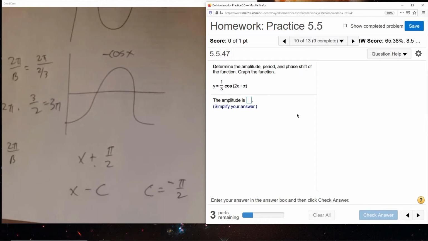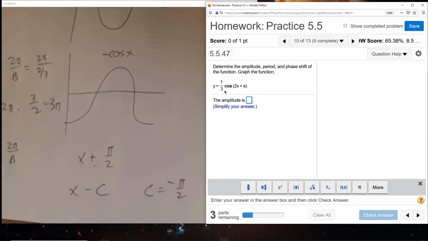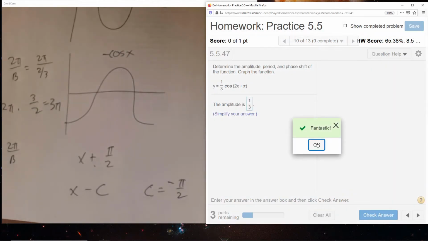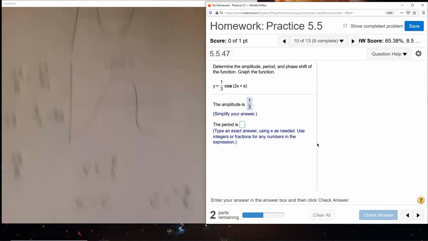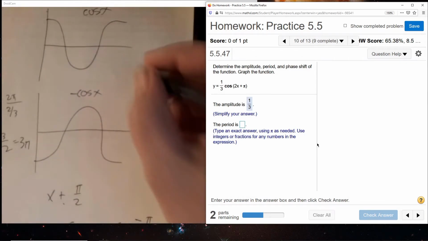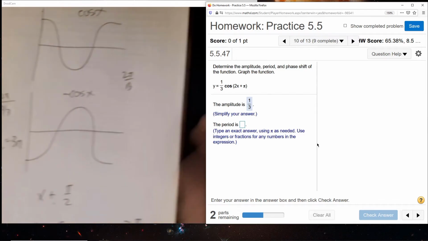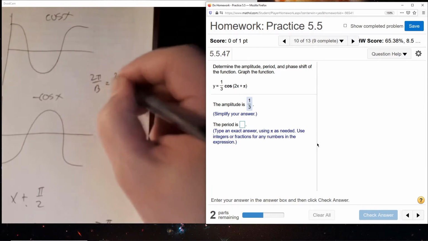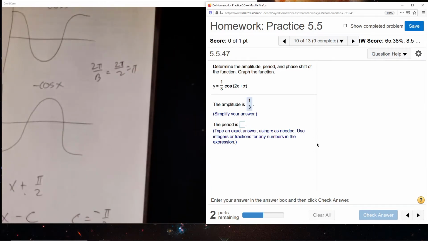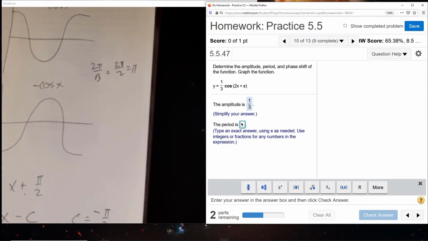Amplitude, period, and phase. So the amplitude is the number multiplying cosine, in this case, 1/3. The period is 2 pi over b. And what do we have for b in this case? We have 2. So the period is pi.